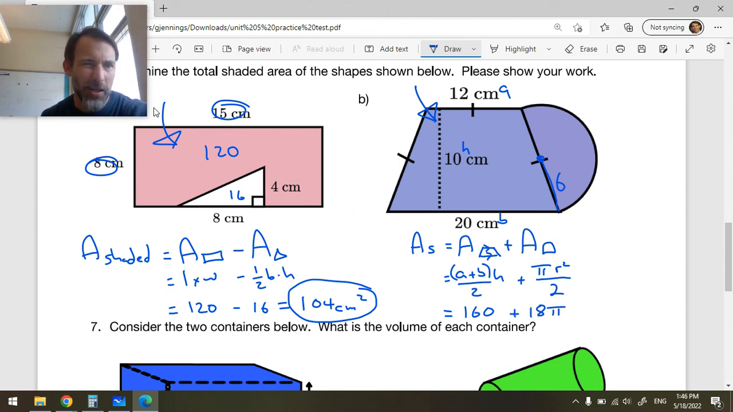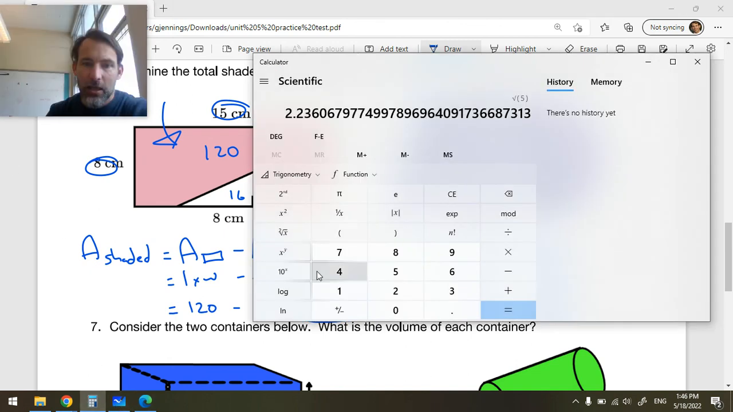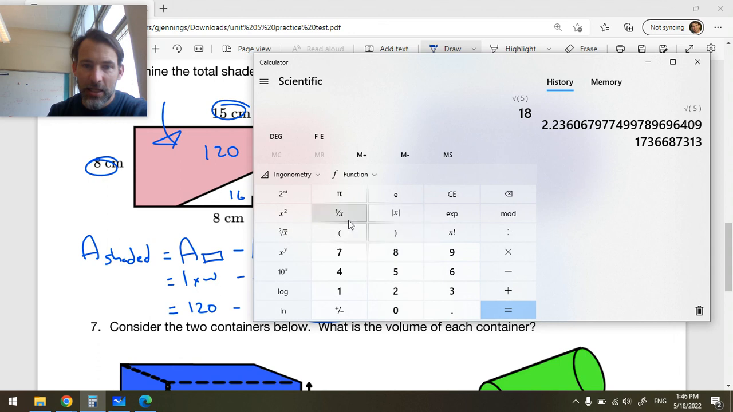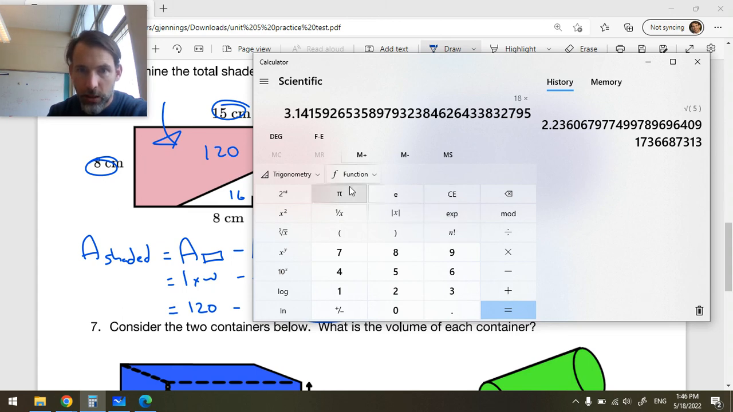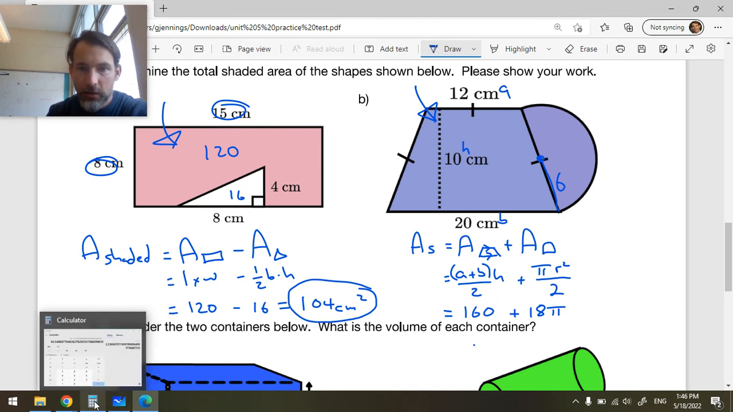Notice I'm skipping steps now that I don't have a lot of space. I'll give you more space on your test. It'll be a 4-pager instead of a 2-pager. You'll have lots of space. So 160 plus 18 pi is an exact value. Let's determine what the rounded value is. 18 times pi plus what, 160? Well, yeah.